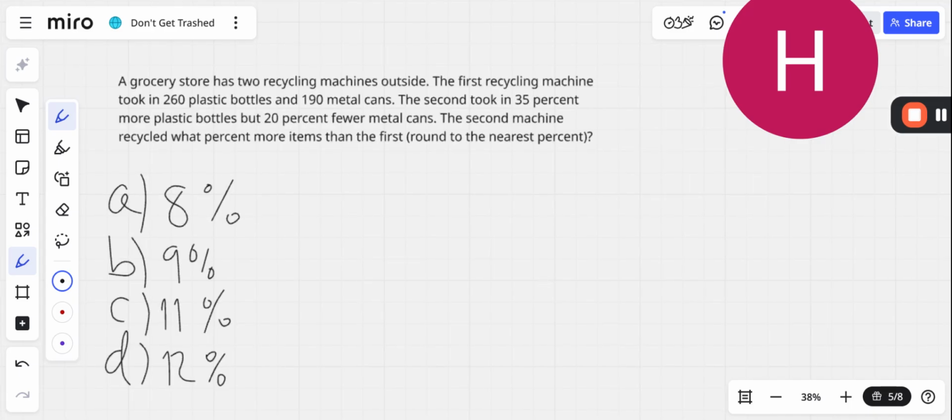And today we have a nice quick SAT style problem in percentages. And we're dealing with some recycling. So if you're into that kind of thing, this one's for you.